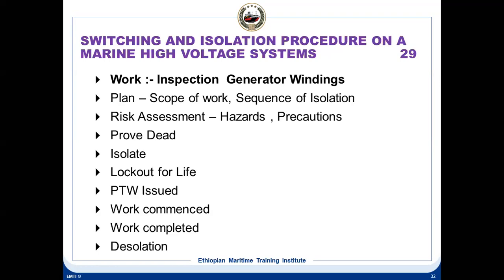So first, plan the job. That is the first step. Here the work is inspection of a generator winding. How should you proceed? First you plan the job. Once you plan the job, then you come to risk assessment.